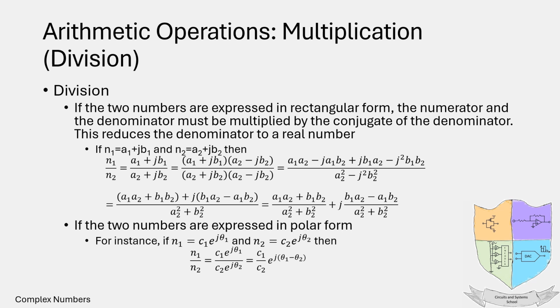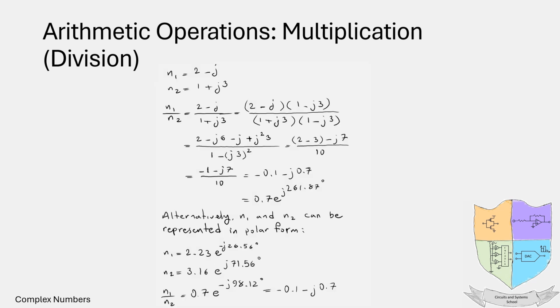If the complex numbers are in polar form, the magnitude of the dividend is divided by that of the divisor and the angle of the divisor is subtracted from that of the dividend. Here is an example in which two complex numbers are divided using both their rectangular and polar representations.